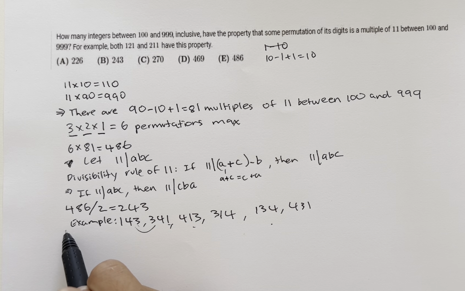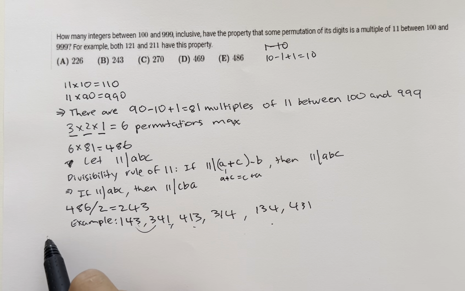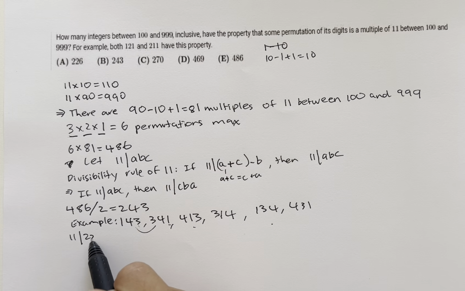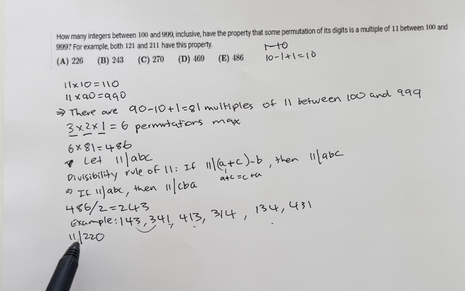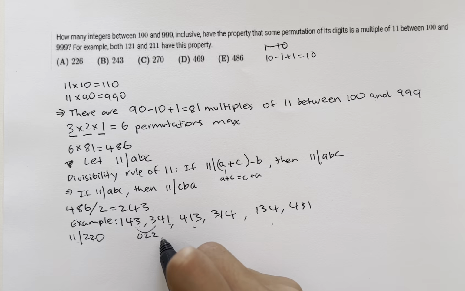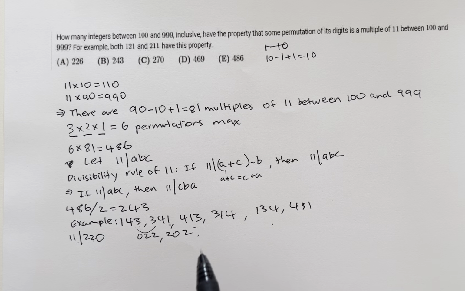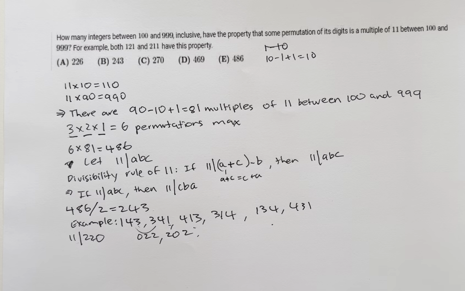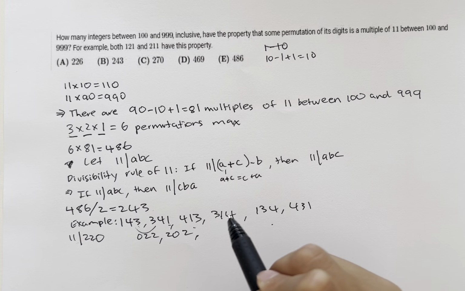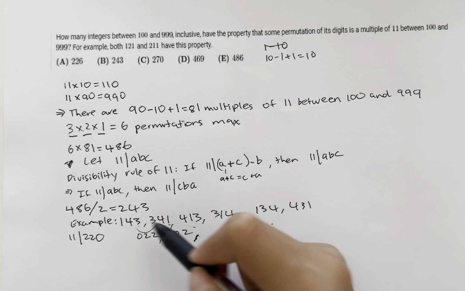And then, after we get 243, there's still not a final answer. Because if you take another example, like 220, 11 is a factor of 220. This one doesn't even have 3 permutations; it actually only has fewer. The permutations of 220 are 022 and 202. And 2 and 2 can be switched, but it's going to be the same thing. So these are the 3 permutations.